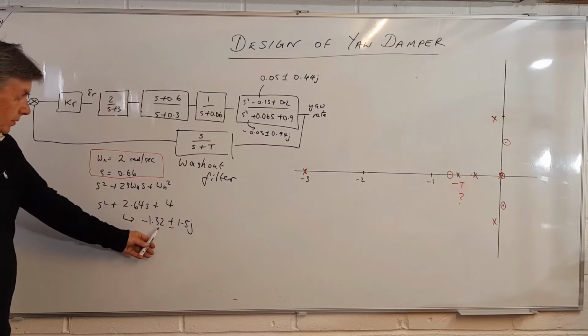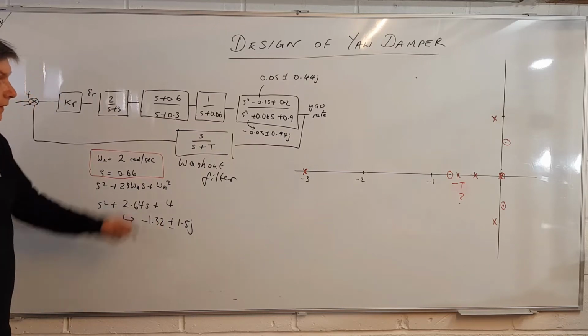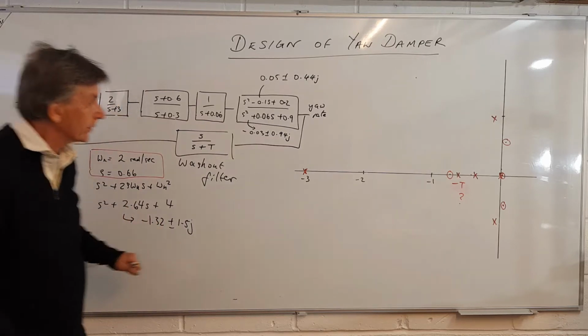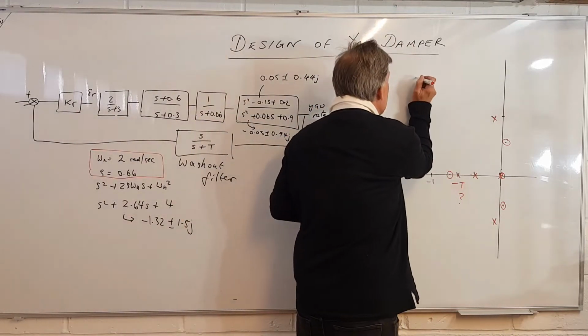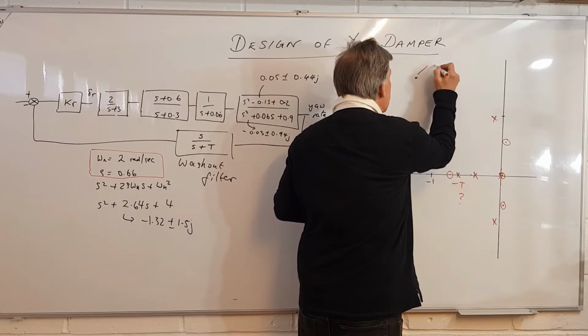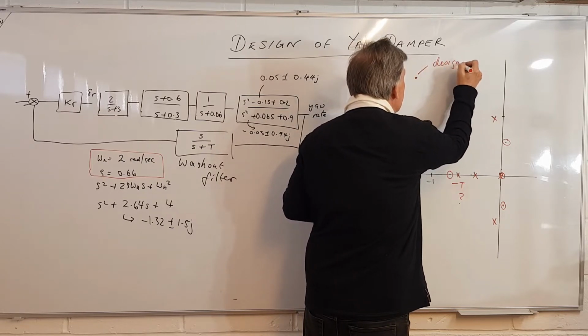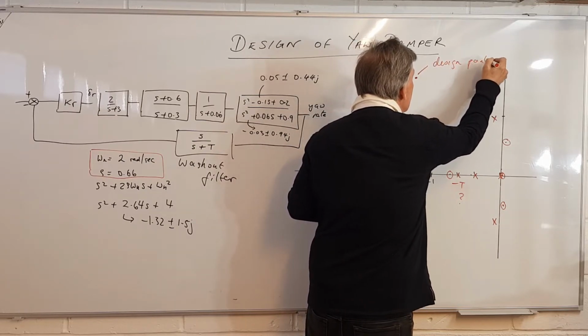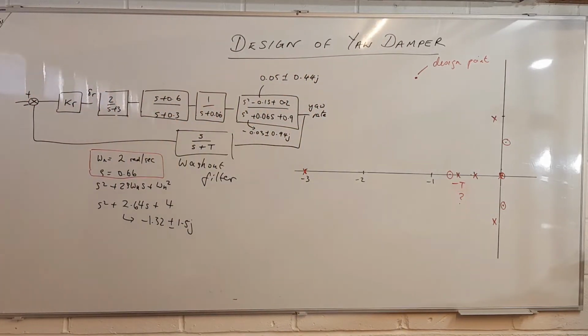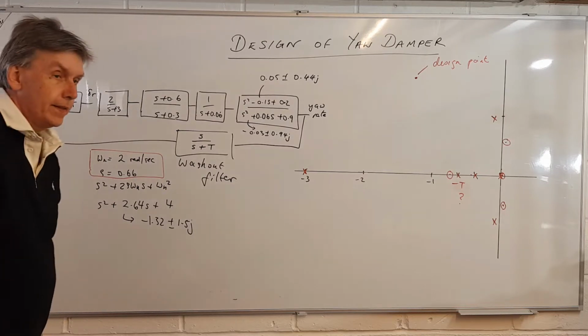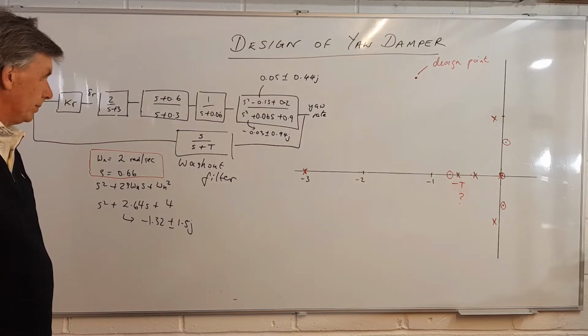Plot the point minus 1.32 plus 1.5j in the diagram as well. So minus 1.32, get that down here somewhere, 1.5, so that gives us this point here. That's our design point. So once we've got that far, it is now a matter of applying the angle criteria to this problem.